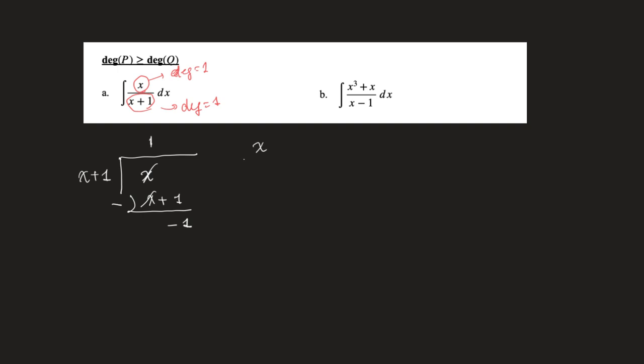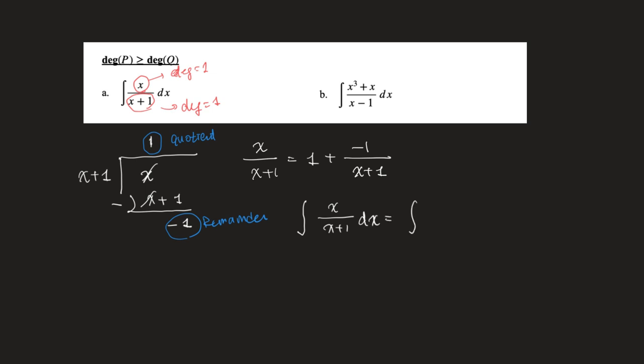So we rewrite the rational function as quotient and remainder. This is the quotient, here is the remainder. The quotient is 1, and the remainder is negative 1 over x plus 1. After this long division, we can do the integration: the integral of x over x plus 1 dx is the integral of 1 plus negative 1 over x plus 1 dx.